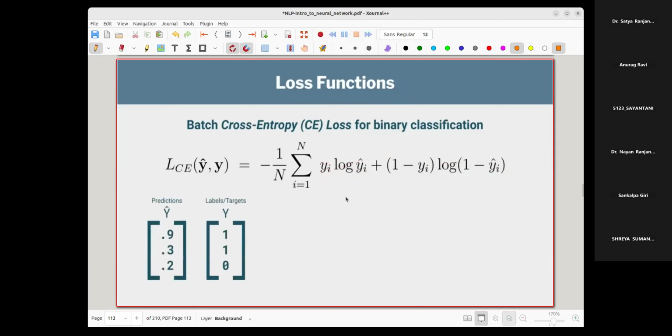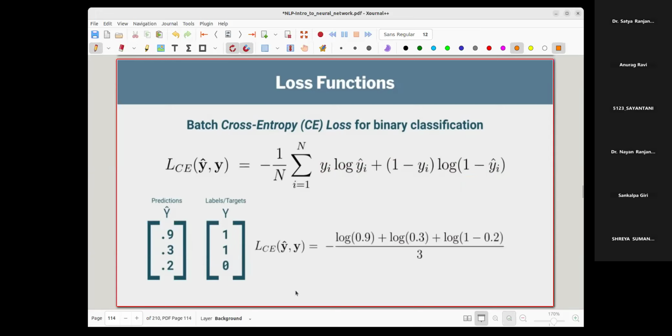Let's see one example. Let's say I have data points, and when they are passed through this network one by one, the prediction for the first data point is 0.9, for the second it is 0.3, and for the third it is 0.2. But the actual output y is 1 for the first data point, 1 for the second, and 0 for the third. Now using these two, how do I calculate the total loss for these 3 data points? So your n is 3.